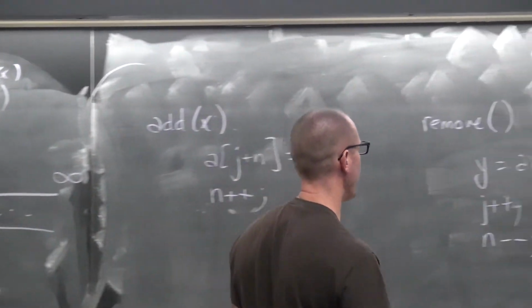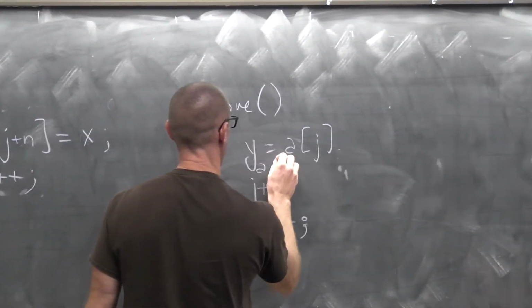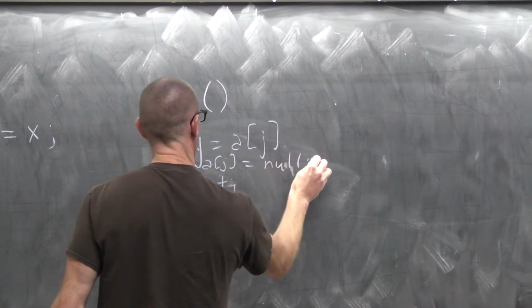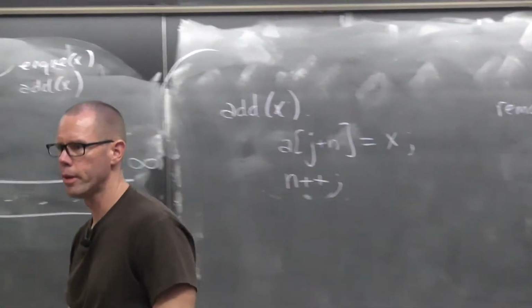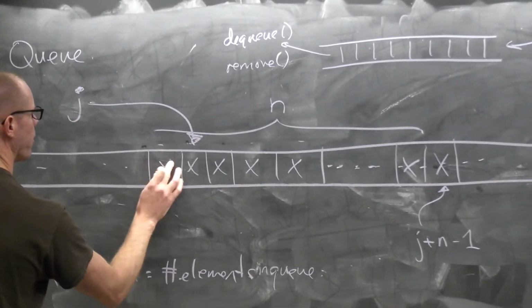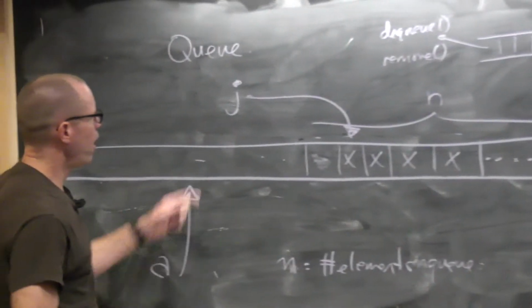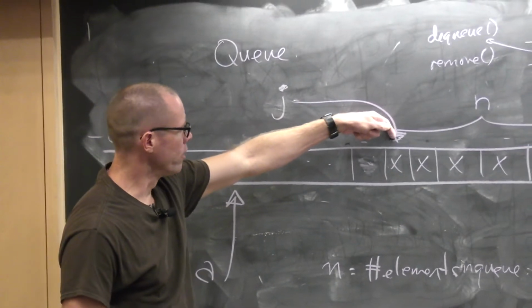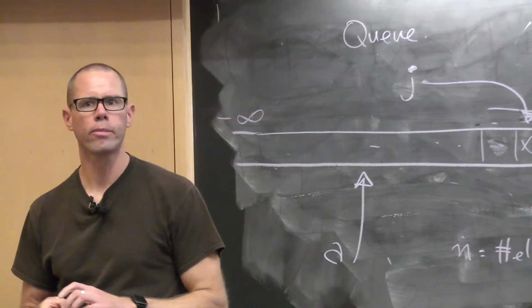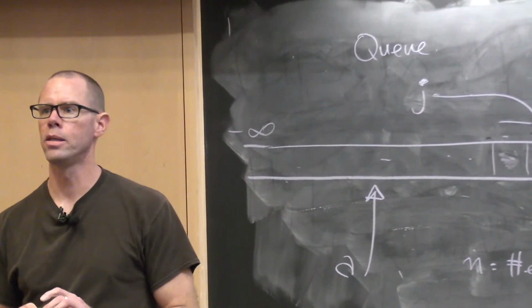And if we like, if we want to be nice to the garbage collector, we can also say A at J equals null to free that thing. Okay? So that wipes this out, effectively removing the first element from the list, and returns the value that we removed. Nice and easy, right?